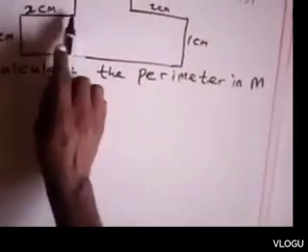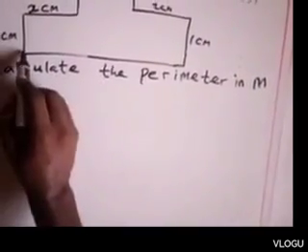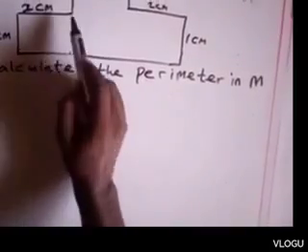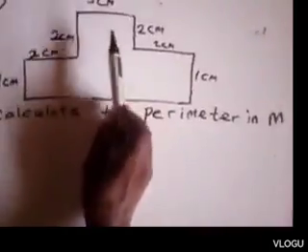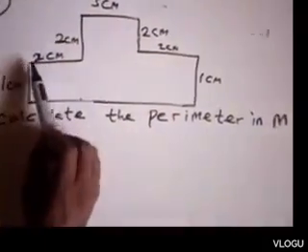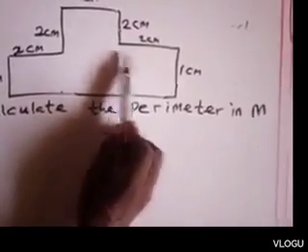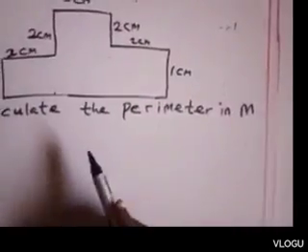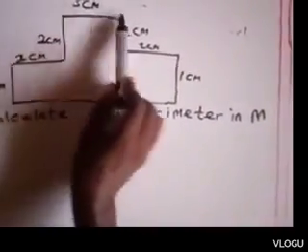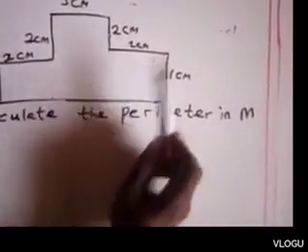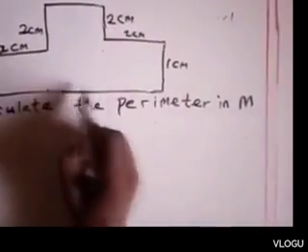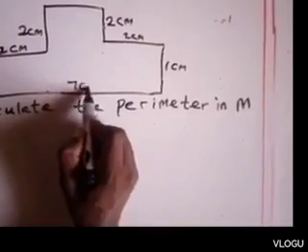If from here to here is 2, from here to here is 2, from here to here is 3, that is from here to here is 3. So this is 2 plus 3 plus 2. That will give us 7. 2 plus 3, 5. 3 plus 2, 7. So the length of this place is 7 centimeters.